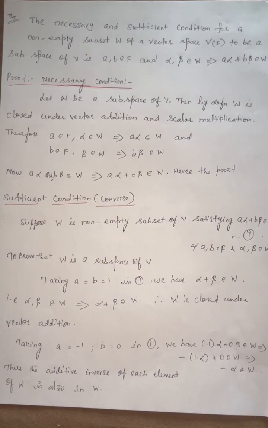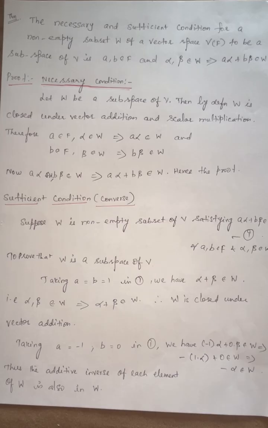Let us assume the converse. Let W be a non-empty subset of V satisfying the condition that a alpha plus b beta is in W for any a, b in F and alpha, beta in W. Now what we have to prove is that W must be a subspace of V. To show this, let us take some substitutions. The first substitution: let us take a is 1 and b is 1. Substituting in equation 1, we get for alpha, beta in W, alpha plus beta is also in W. That implies W is closed under vector addition.